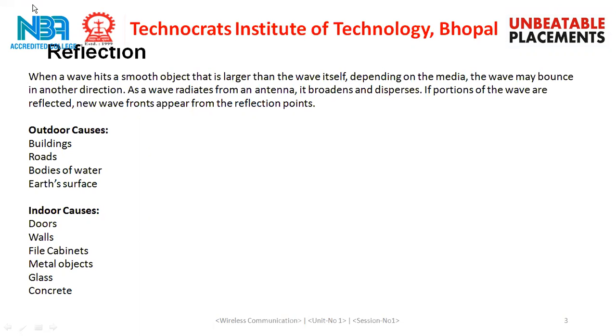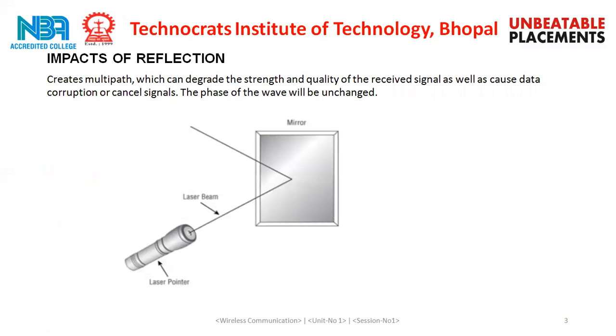Reflection may be caused outdoors and indoors. Outdoor reflection is caused by buildings, especially high buildings, roads, bodies of water, and earth surfaces. The reflections that occur indoors are from doors, walls, file cabinets, metal objects, glass, concrete, and everything which we have in our inside location. Everything by which our signal gets reflected may occur due to these indoor causes of reflection.